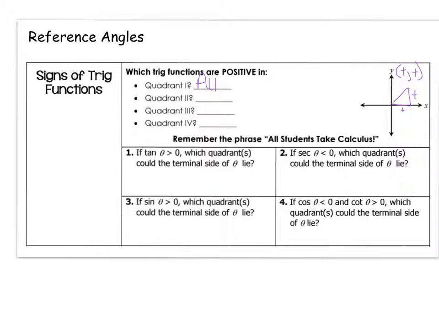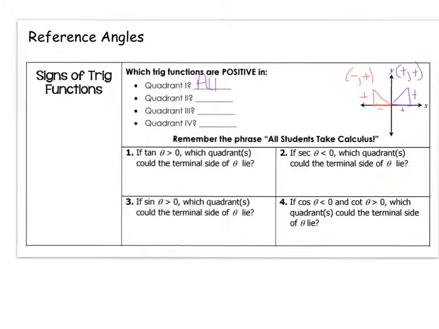So in quadrant 1, all the functions are positive, okay? Now, quadrant 2, what happens over in the second quadrant? Well, in the second quadrant, we have a negative x coordinate and a positive y coordinate. So we go over in a negative direction, so that's negative. Then we go up, that's positive. Here's our hypotenuse. The hypotenuse is always positive.